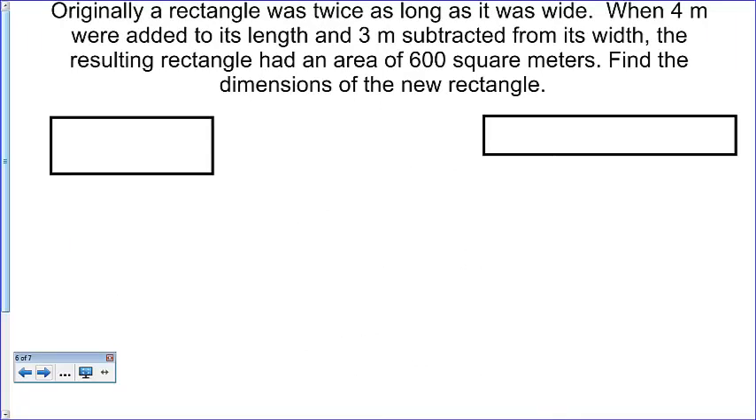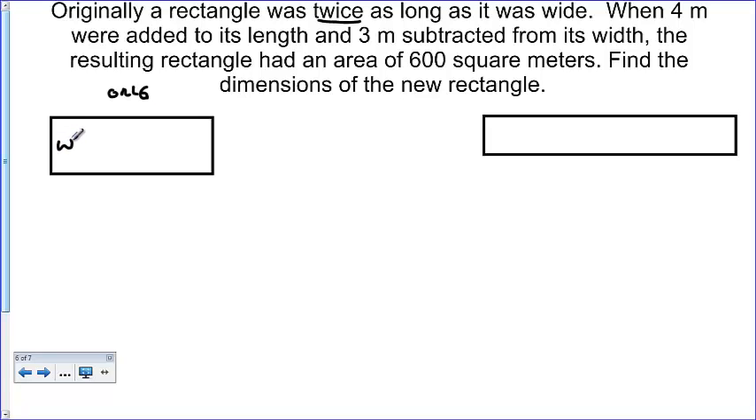Originally, a rectangle was twice as long as it was wide. So let's let this be the original rectangle over here. When 4 meters were added to its length and 3 meters subtracted from its width, the resulting rectangle had an area of 600 square meters. Find the dimensions of the new rectangle. So here's the original rectangle over here, and it says the original rectangle was twice as long as it was wide. So step 2, define the variable.